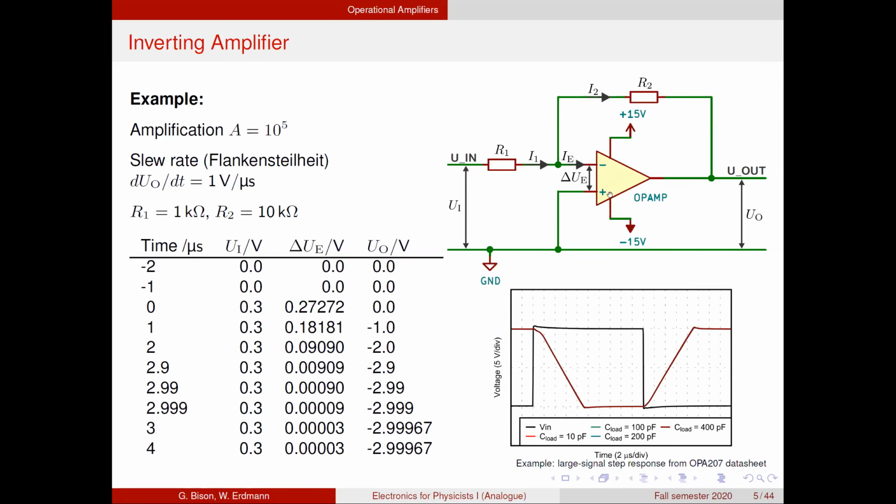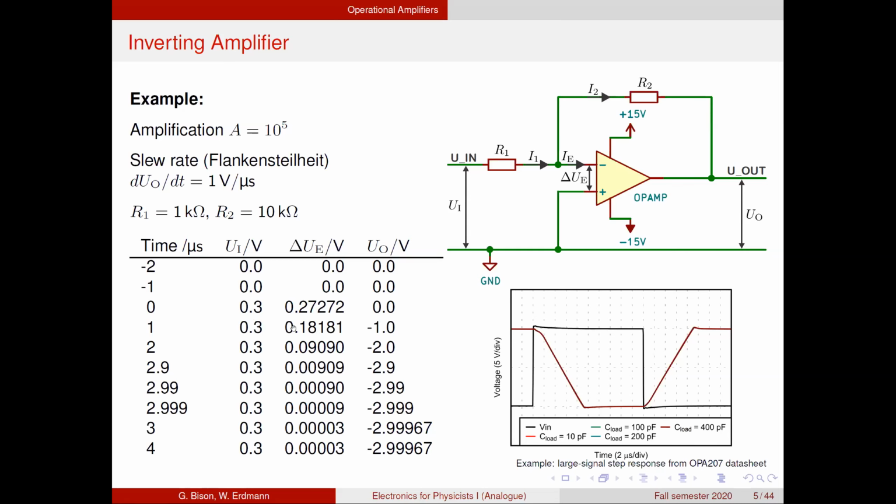And the largest speed is given by the slew rate, Flankensteilheit in German. In this example, it's 1 volt per microsecond. So 1 microsecond later, the output has gone to minus 1 volt. The input is still 0.3, and so we can calculate the voltage divider between these two, and we get 0.18 volts as the difference voltage here between the two terminals.